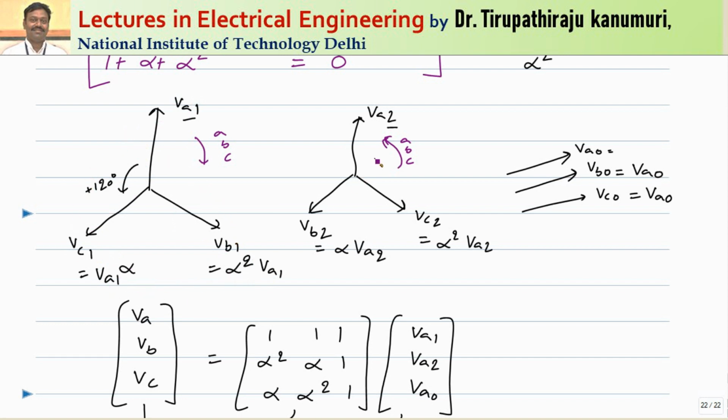Now coming to again negative sequence component, the magnitude of negative sequence component may not be same as positive sequence component, but the magnitude of all the negative sequence components will be same. Again they are displaced by 120 degrees. So this I can write VB2 is alpha times of VA2 and VC2 now becomes alpha square times of VA2. So same thing I have represented, VB is equal to alpha square times of VA1 plus alpha times of VA2 plus VA0.